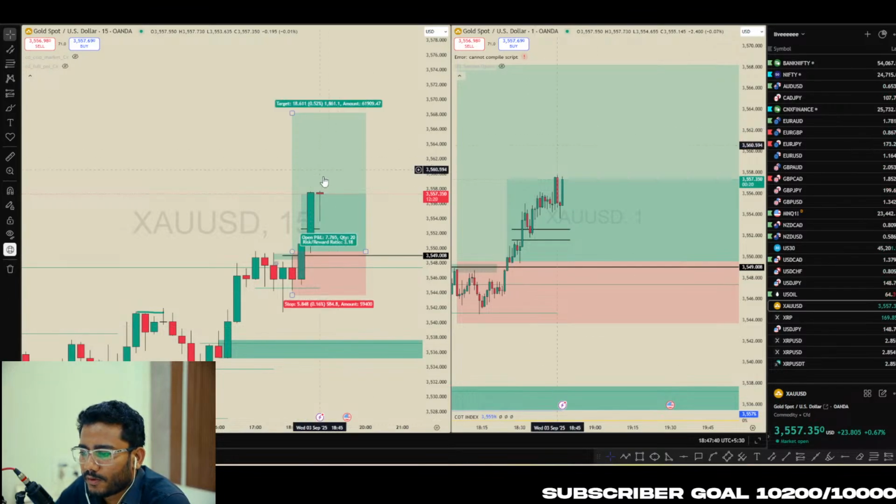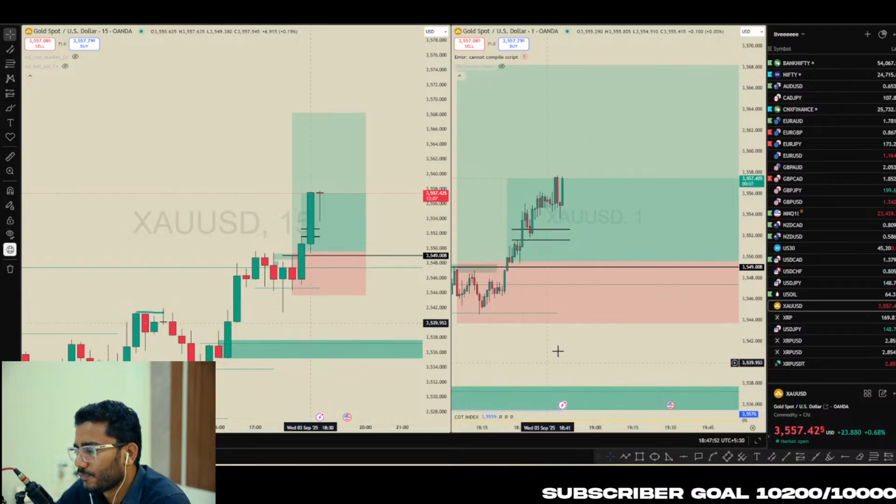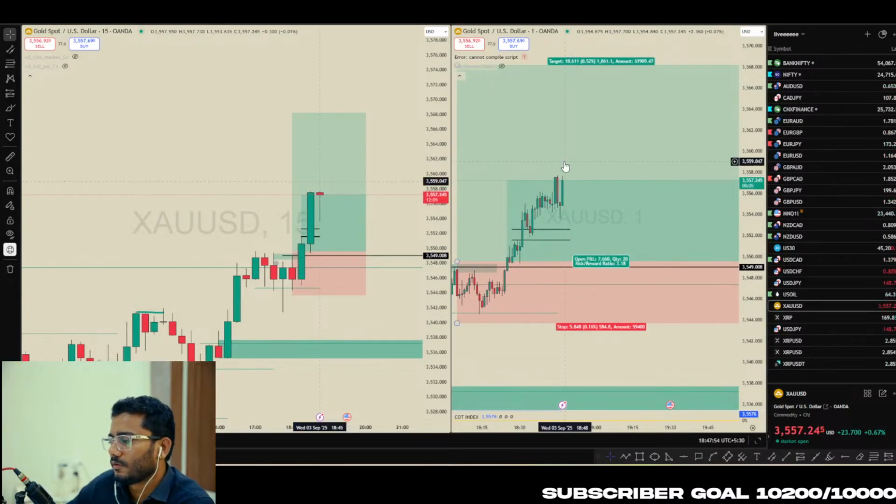After some time, if price continues still here, and this 50-minute candle closes above this area, then we'll trail the stop loss downside below this low. Not immediately.